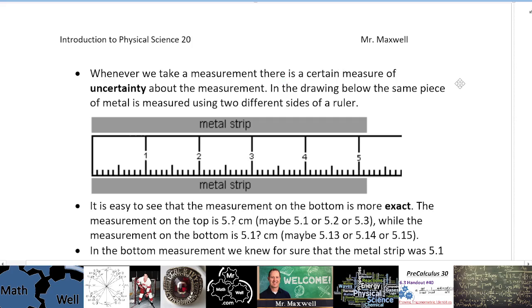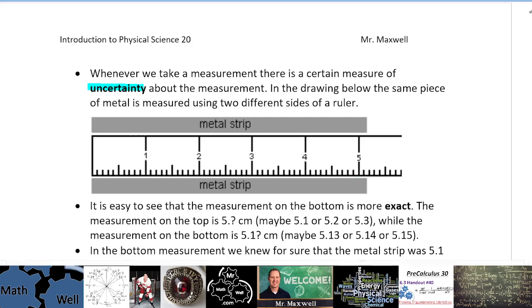Whenever we take a measurement, there is a certain measure of uncertainty about the measurement. Now, I'm not sure about the blanks that you have in your notes, so I'm going to highlight some of the important words. In the drawing below, this is very important, pay attention: the same piece of metal is measured using two different sides of a ruler. Here's the metal strip that's measured on this side and on this side.